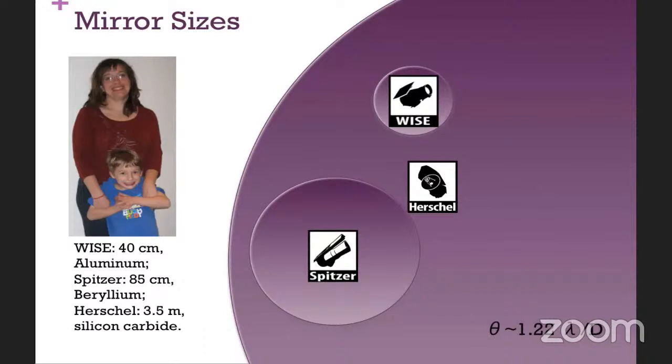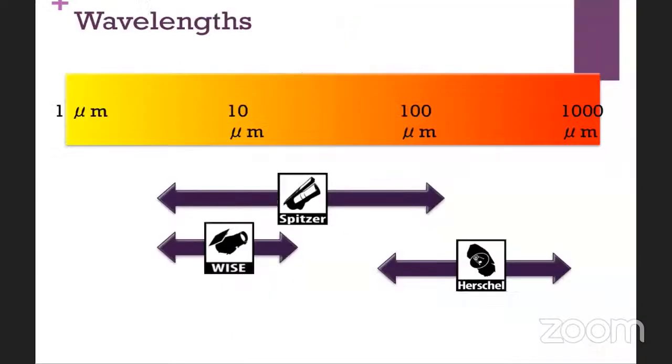And the reason this is important is because the resolution of these spacecraft is related not just to the wavelength of light that they're using, but also the diameter of the telescope. So when you have shorter wavelengths, you don't need a very big telescope. But when you have longer wavelengths, like you do with Herschel, you need a big telescope to get comparable resolution to what you had at the shorter wavelengths.